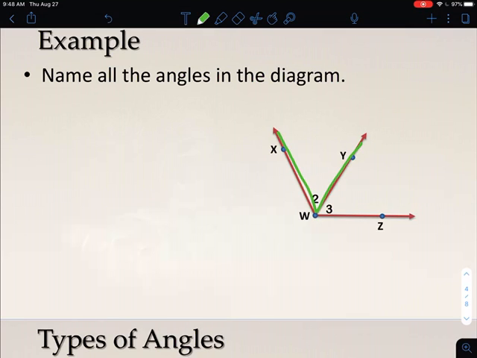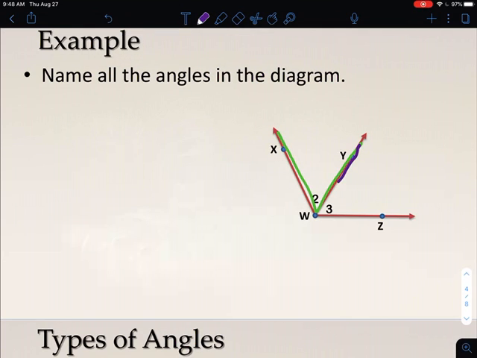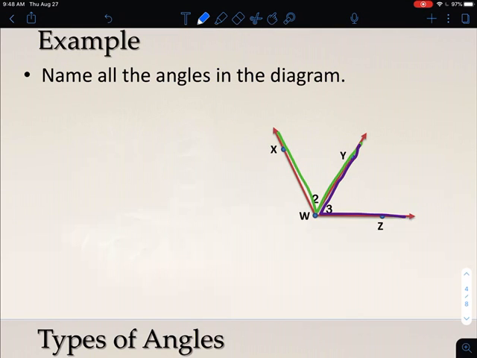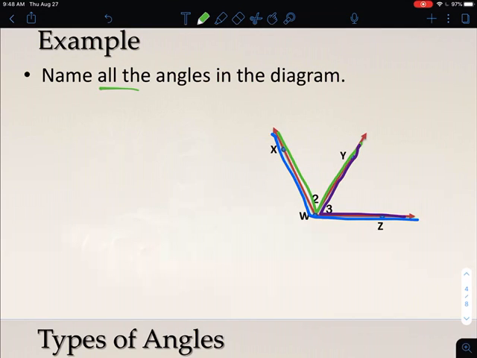The obvious ones would be this first angle here that I'm highlighting in green, and this one here that I'm highlighting in purple. Those are the two obvious ones that most kids can see, and that's the ones that they're able to identify. But there is a third angle kind of hidden in here, which I'm going to highlight in blue, and that's this big overall angle from X over to Z. So there are actually three angles that we have to account for here as we go through and name. So it says name all the angles.